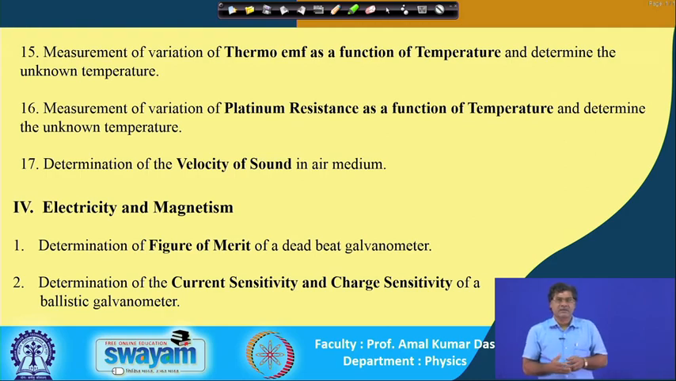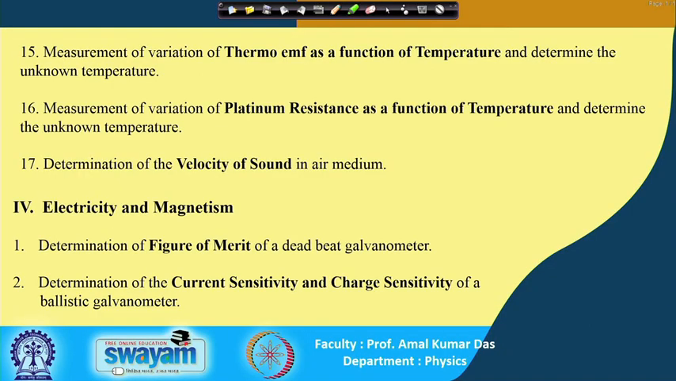When you are going to do experiments on electricity, the galvanometer, voltmeter, and ammeter are the basic tools. One should know about these basic tools, this basic apparatus. So, this is one experiment which will make you familiar with the galvanometer, voltmeter, ammeter. What is the figure of merit and what does it tell about the galvanometer.